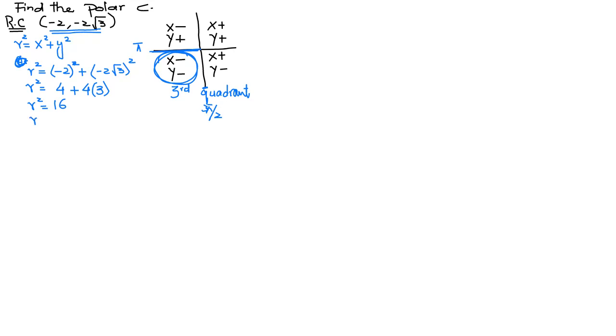So r will become plus or minus the square root of 16. So we can write r is equal to plus 4 and minus 4. This is the case when you have r equal to 4.